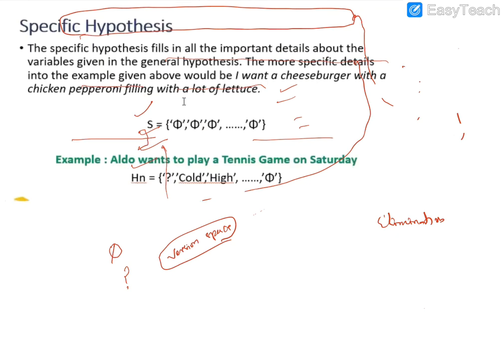Specific hypothesis fills in all the important details about the variables given in the general hypothesis. The more specific details for the example given above would be, I want a cheeseburger with a chicken pepperoni filling with a lot of lettuce. So this will be the most specific hypothesis. Here we are going to consider all phi values, in the data we already discussed, whether the person is going to play the game or not, enjoy the sport or not. We will discuss the specific hypothesis and general hypothesis.